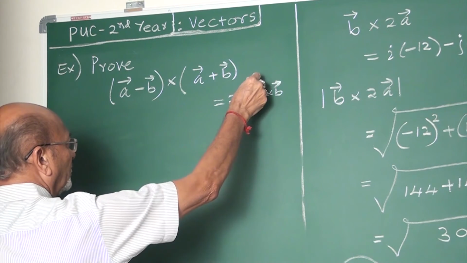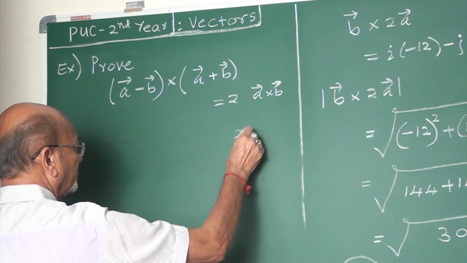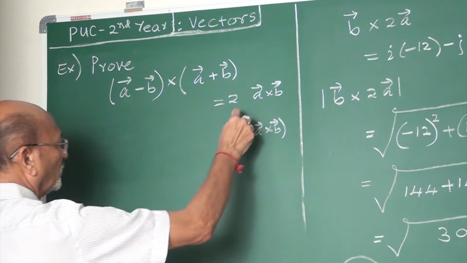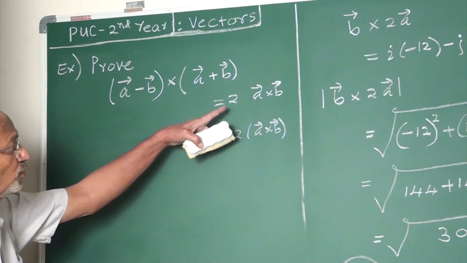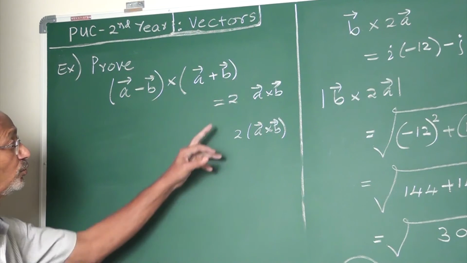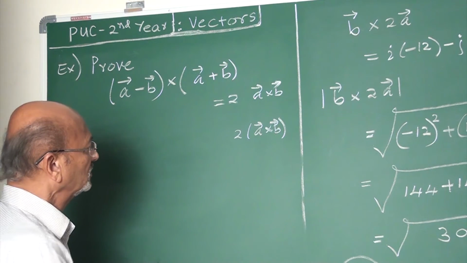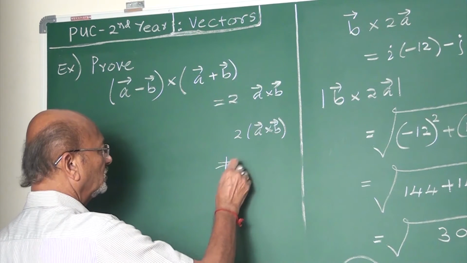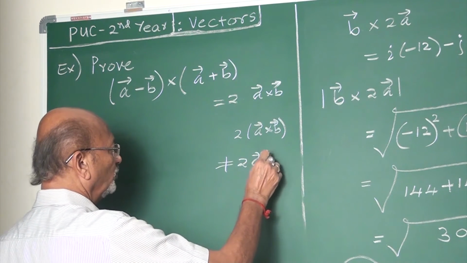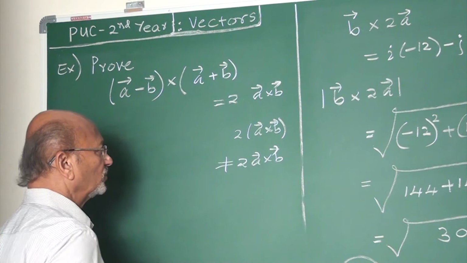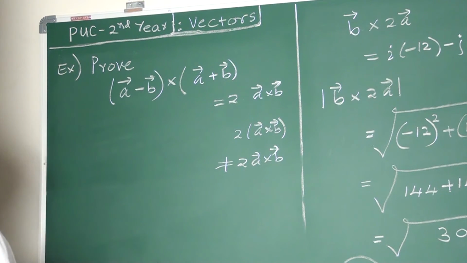My friends, they never use this bracket. They never write this as 2 times A cross B. But what is this? It is 2 times A cross B, but it is not 2A cross B. No, it is 2 times A cross B. Remember.